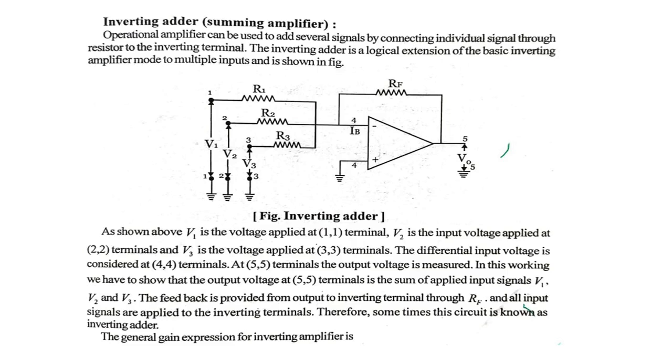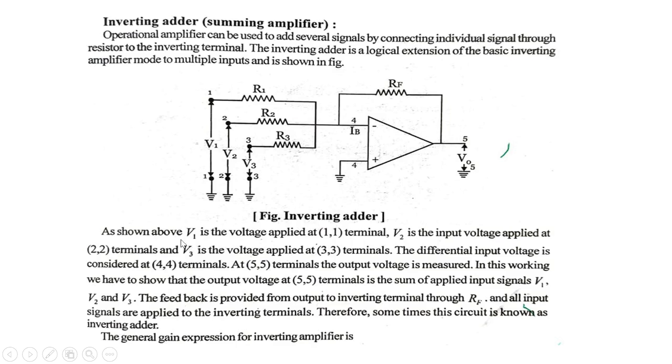Now see the inverting adder, that is, the summing amplifier. An operational amplifier can be used to add several signals by connecting each individual signal through a resistor to the inverting terminal. The inverting adder is a logical extension of the basic inverting amplifier mode to multiple inputs and is shown in the figure.